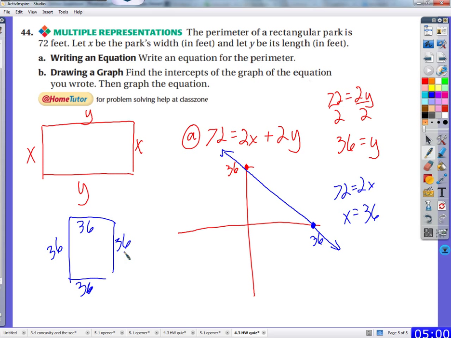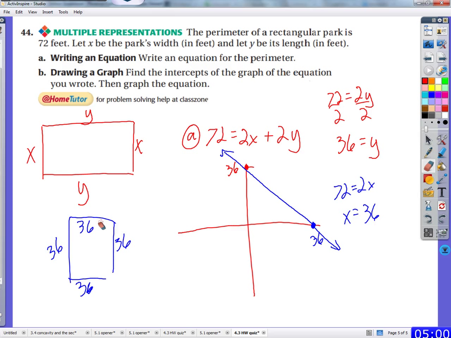What do we know about the park? It's a rectangle. What else do we know about the park? 72 feet. That's the perimeter. Okay, is the perimeter of this square 72? No. What's the perimeter of this park? It's like 144. That's too much. So that's not true. It's not a square.